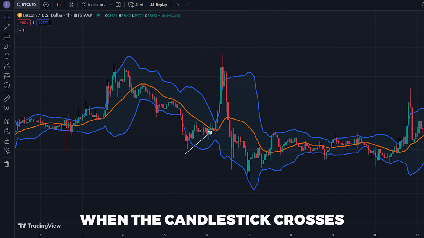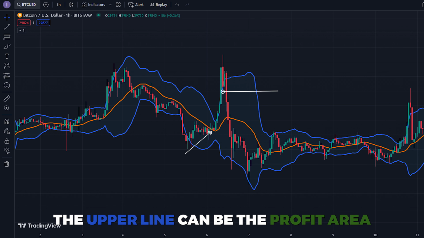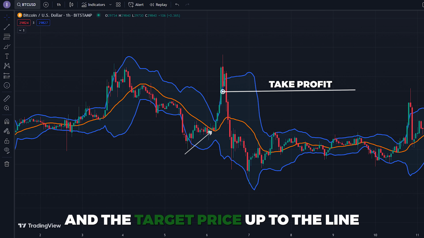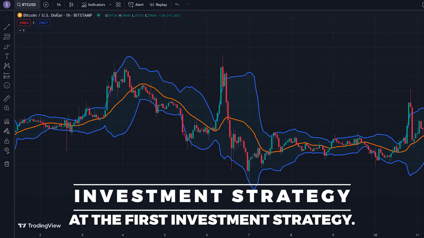For example, when the candlestick crosses the middle line, which is the 20-day moving average, the upper line can be the profit area and the target price. Up to the line, assets can rise. So far, we have learned the basics of Bollinger Bands. Now let's look at the first investment strategy.